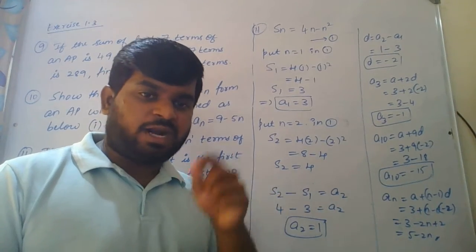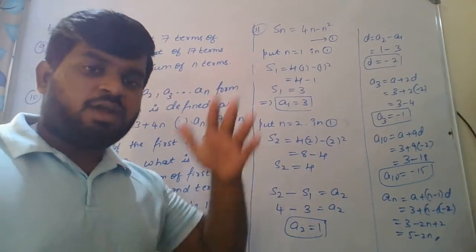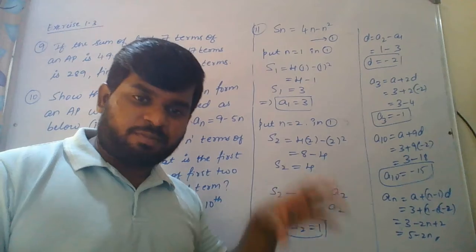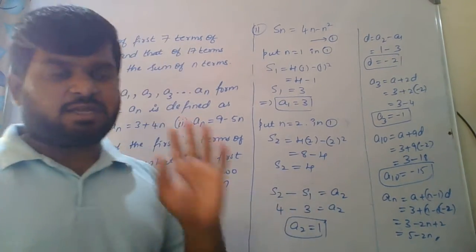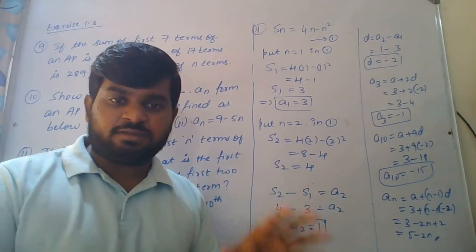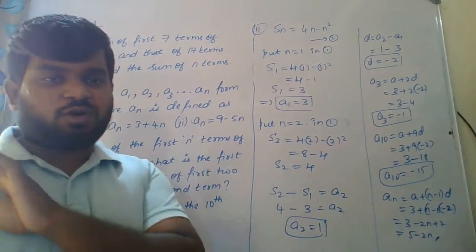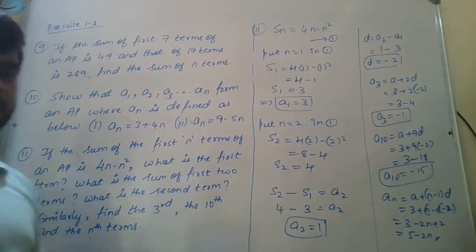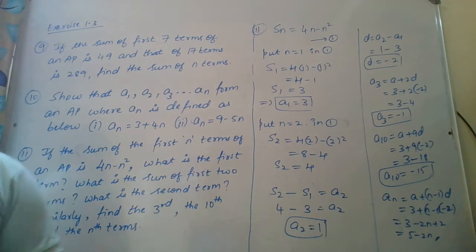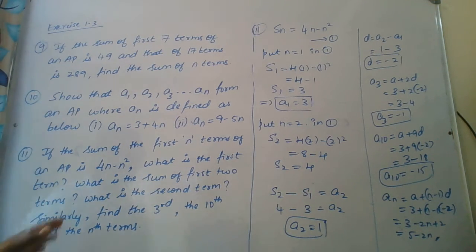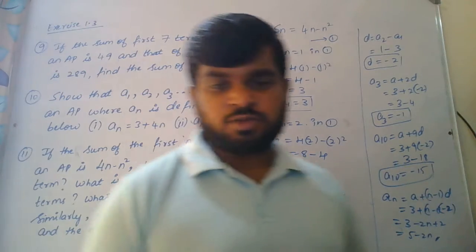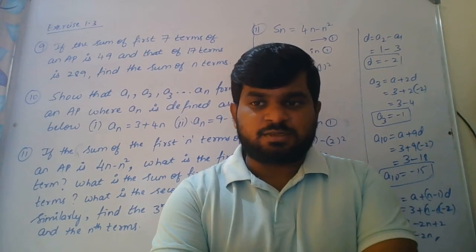How do you find A3? S3 minus 1 less, S2. If you want A4, start from S4. S4 minus S3. Okay. If you want A50, 50th term, S50 minus S49 gives you A50. Okay. This can also be asked for 1 mark MCQ. So we have solved the 11th one. So let's continue with the next question.